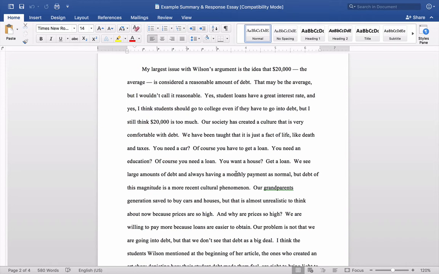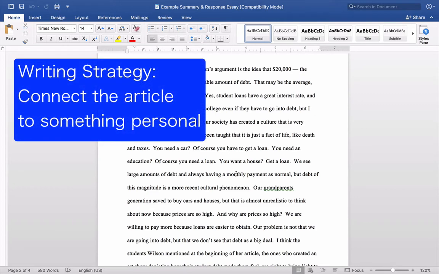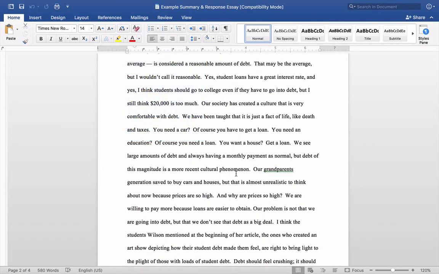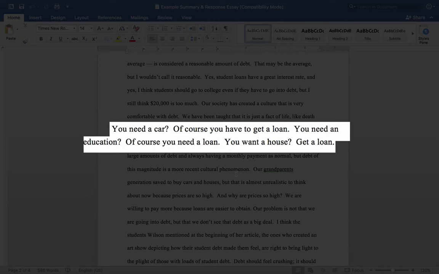Another writing strategy is to connect the article to something personal. Now, what I did right here is connect it to lots of people's personal situations. You need a car, of course you have to get a loan. You need an education, of course you need to get a loan.